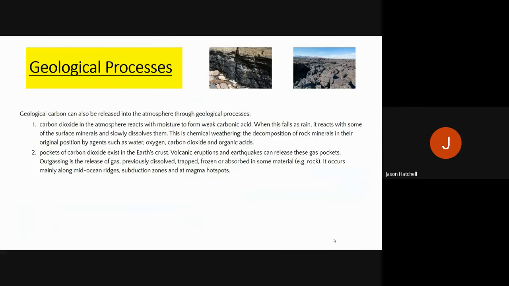Another process is that carbon dioxide already exists in the Earth's crust, and volcanic eruptions and outgassing, the release of gas from a volcanic eruption, can release gas into the atmosphere, and that adds further to the amount of carbon being released into the atmosphere.